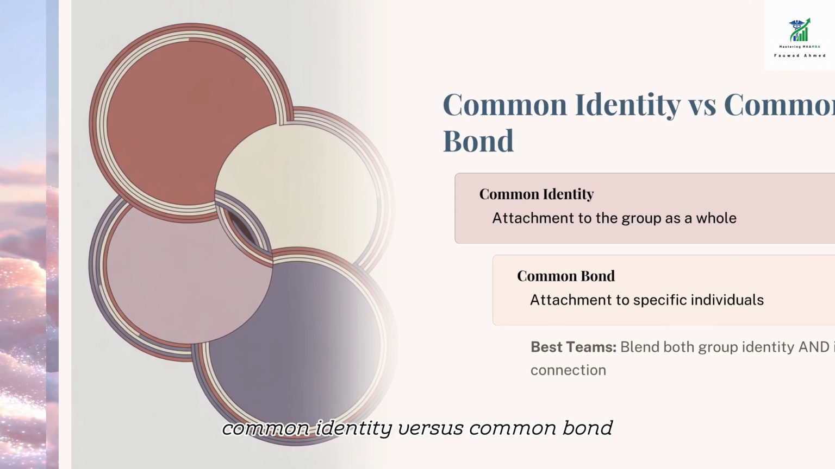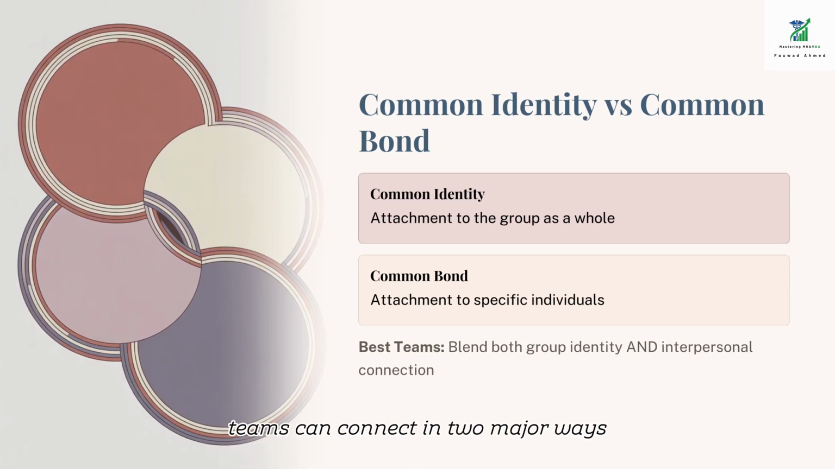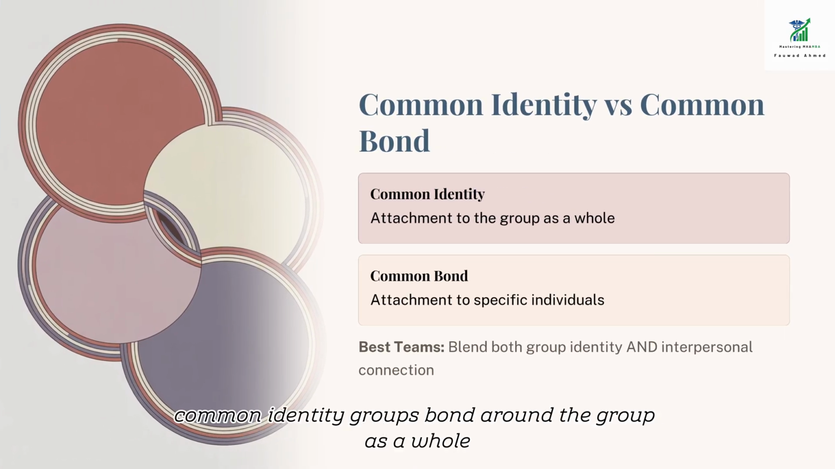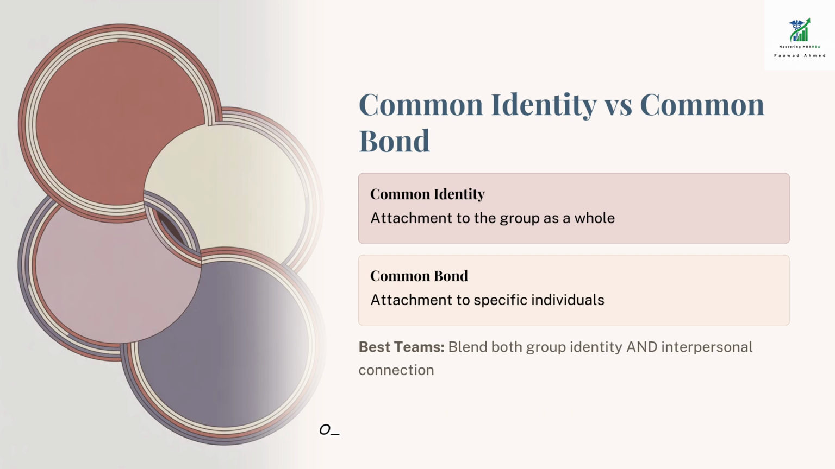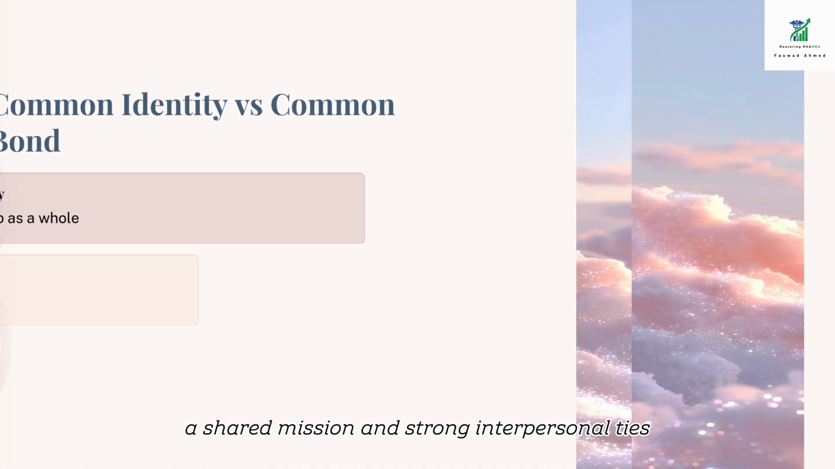Common identity versus common bond. Teams can connect in two major ways. Common identity groups bond around the group as a whole, for example, a hospital department or a brand community. Common bond groups, instead, connect through personal relationships, friendships, mentor-mentee ties, or peer support. The strongest teams often blend both, a shared mission and strong interpersonal ties.